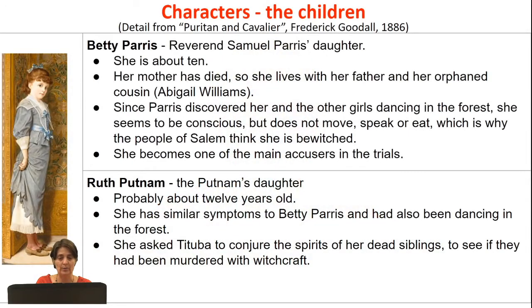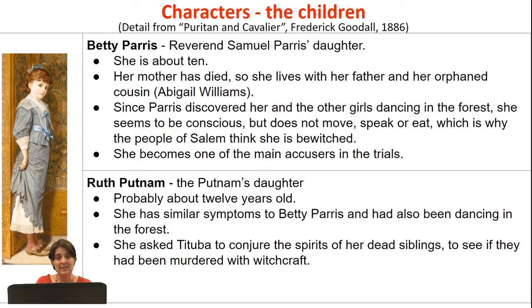Right, next in terms of power are the children. So these are Betty Paris and Ruth Putnam, the youngest children. So Betty Paris is Reverend Samuel Paris's daughter. She's about 10 years old at the time of the play. Her mother had died, so she lives with her father and her orphaned cousin Abigail Williams.